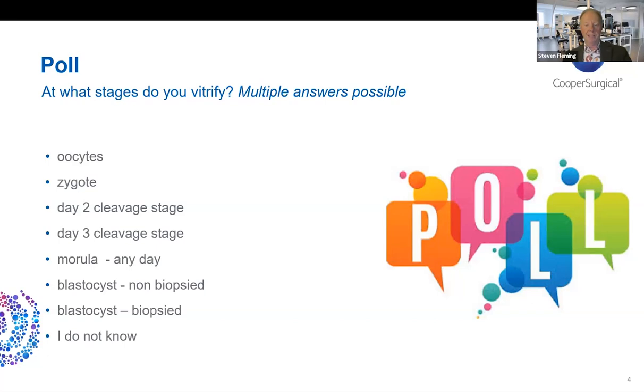Okay, so as expected, most people are vitrifying oocytes and blastocysts, whether biopsied or not. But interestingly, some of you are also vitrifying at the morula stage and also at the zygote and day 2 cleavage stage. So it's interesting to know that there's quite a wide range of stages at which you're vitrifying in the Middle East.